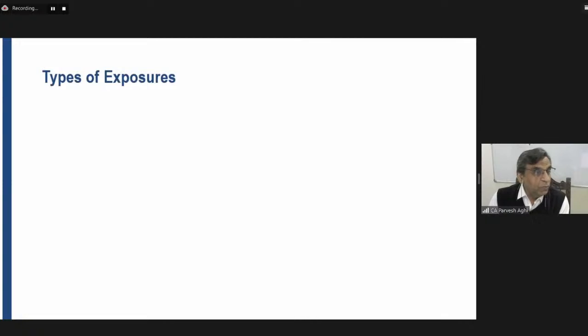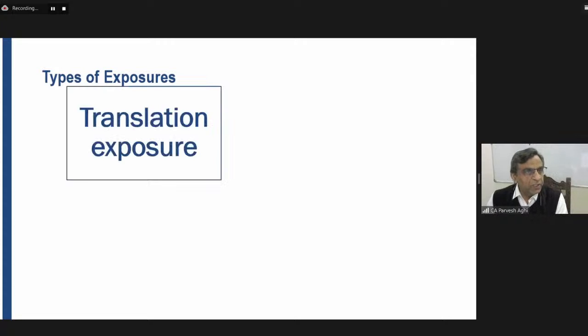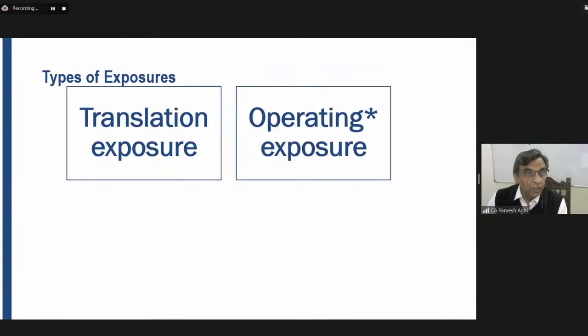Now we come to the most important one. What are the types of exposures? You should remember them all the time to come. There are 3 kinds of exposures we are going to learn today, and we are going to do 2 questions on that. The first one is called the translation exposure. Of course, it has something to do with the balance sheet. It's an accounting exposure, which we'll learn more in detail.